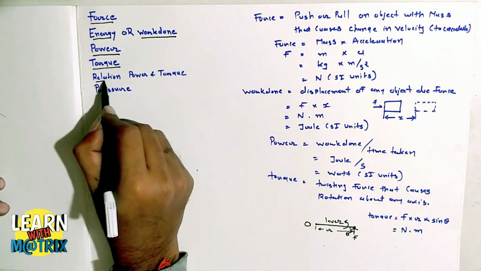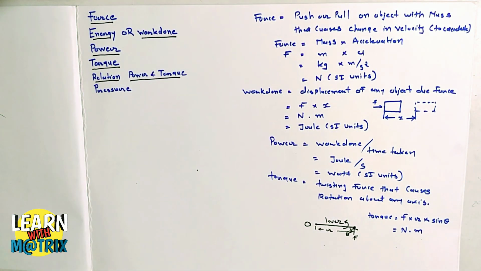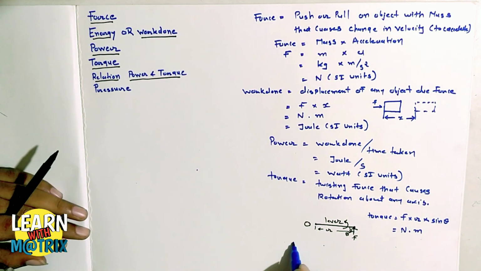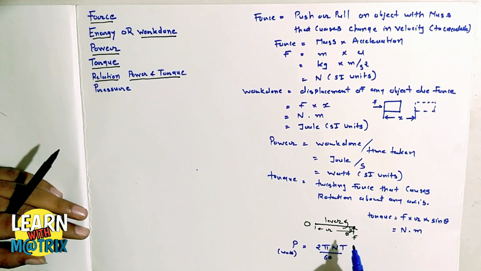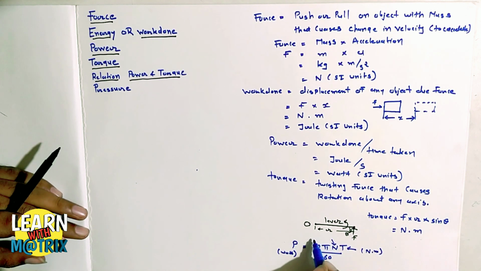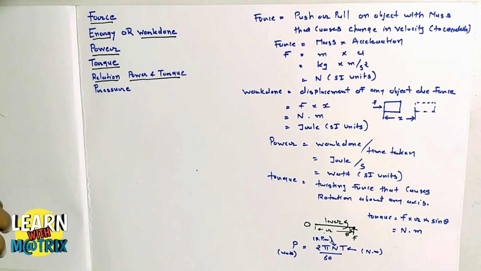Now fifth, relation between power and torque. The relation between power and torque is given by the equation P is equal to 2 pi N T by 60, where P is power in watt, T is torque in Newton into meter, and N is in RPM. This equation is widely used in calculation and also for selecting a motor, which we will discuss in our next video.